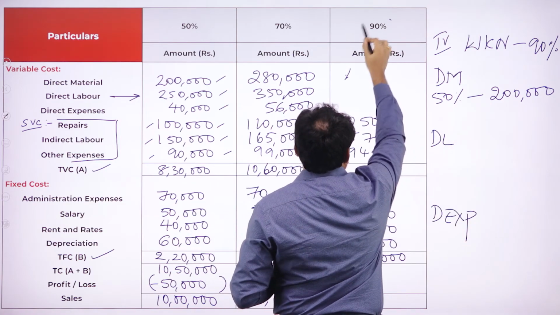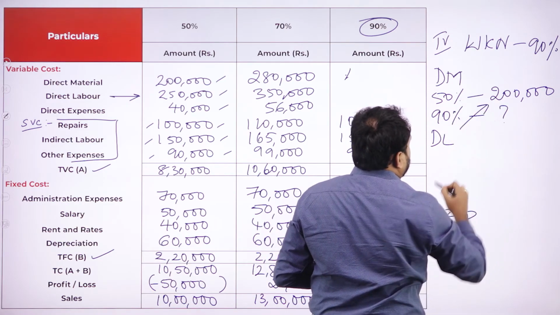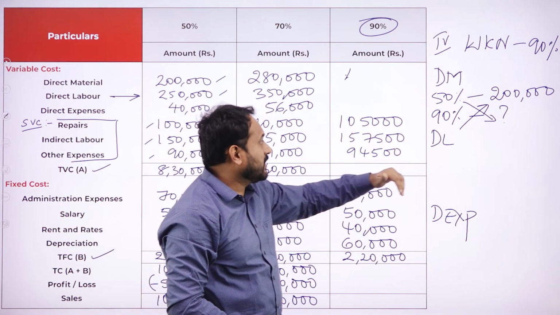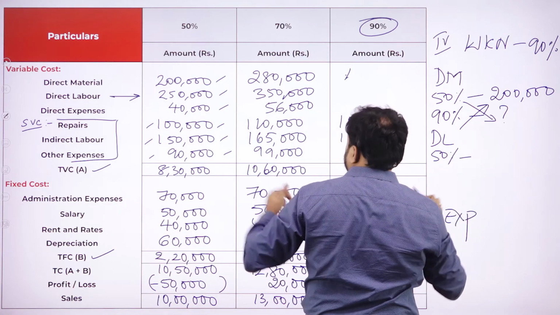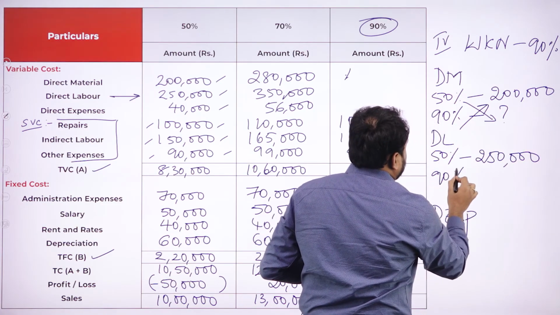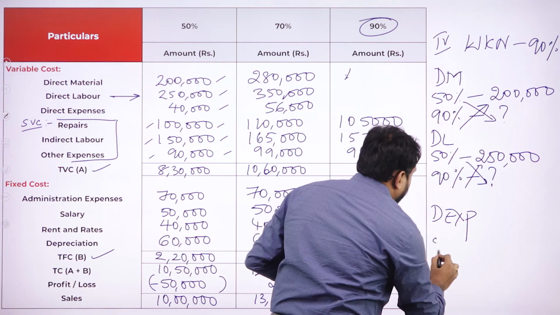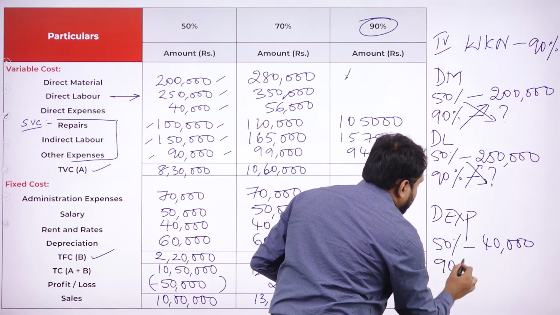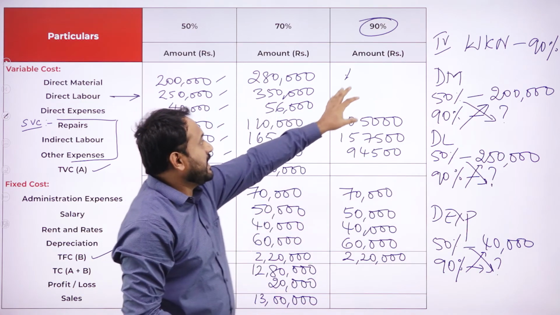So we are supposed to calculate for how much? 90%. For 90%, how much? So what is it? Cross multiplication. 90 into 2 lakh divided by 50 is what you will get the answer. For direct labor, the same way here. For 50%, direct labor is how much? 2 lakh 50,000. For 90%, how much? Again, cross multiplication. Then here 50%, I incurred 40,000 direct expenses. Now for 90%, how much? Again, cross multiply, and you will be writing the answers here.